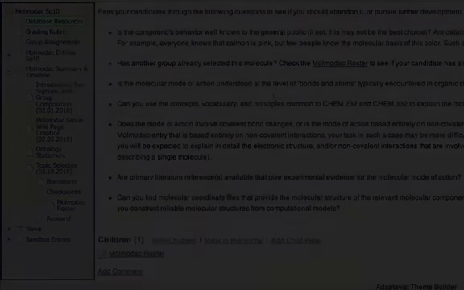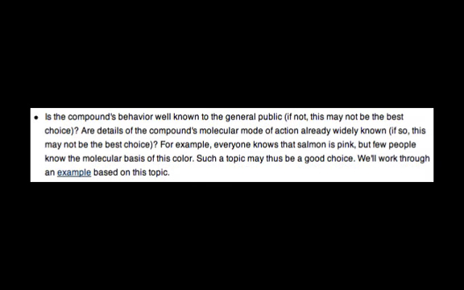So the first question says, is the compound's behavior well known to the general public, and are the details not well understood by the general public? This is a situation you want to shoot for in your MOMADAC topic. Something that is well known to the general public on a macroscopic level, but not known to the general public in terms of the bonds and atoms of organic chemistry. For instance, everyone knows that salmon is pink, but few know the molecular basis of the color.